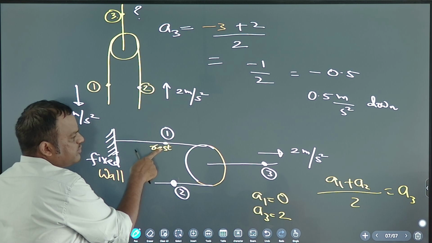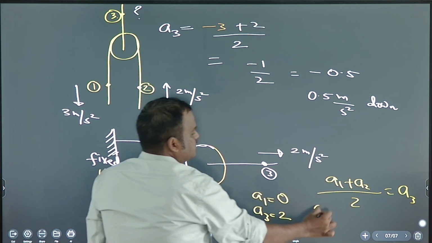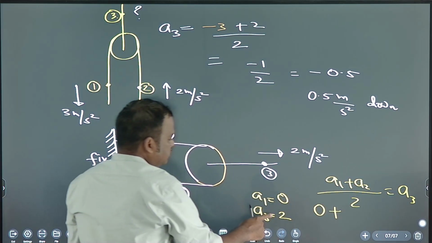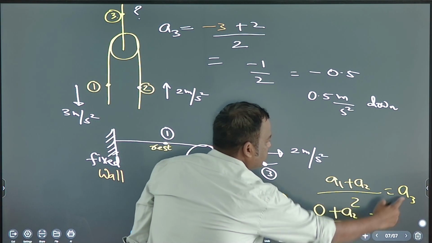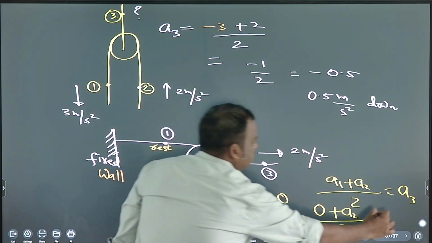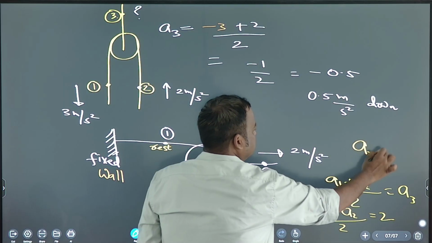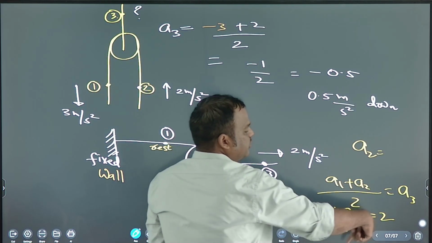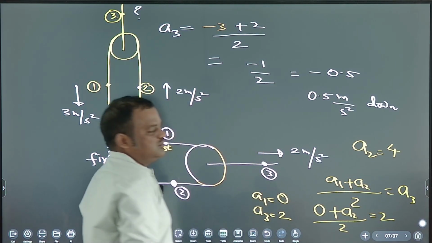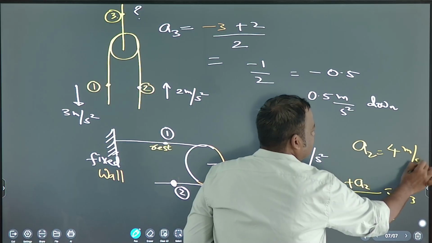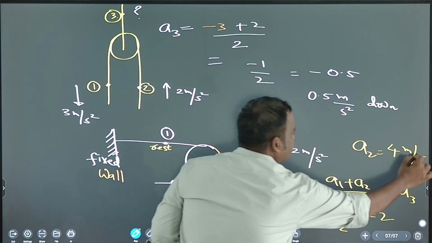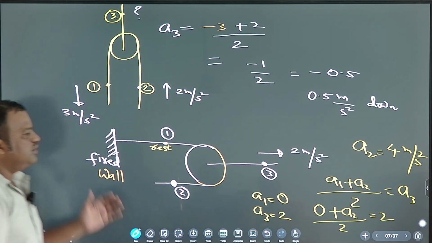Now solve. What is A1? Put here 0. A2 you have to find, by 2 is equal to A3, which is 2. So what is the value of A2? 2 into 2, 4. So 4 meter per second square. No doubt, 4 meter per second square.